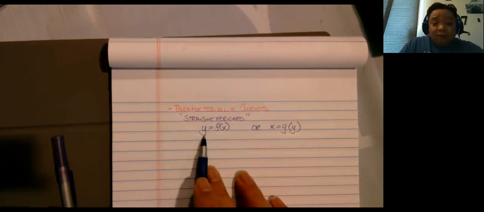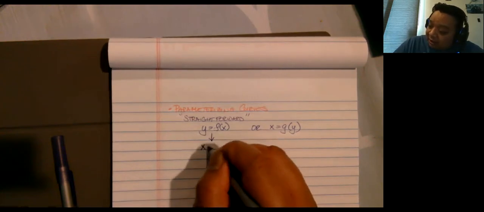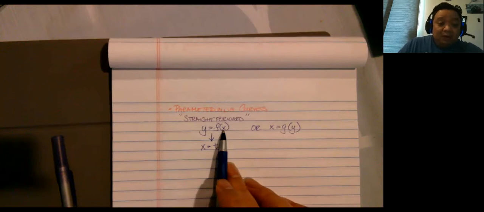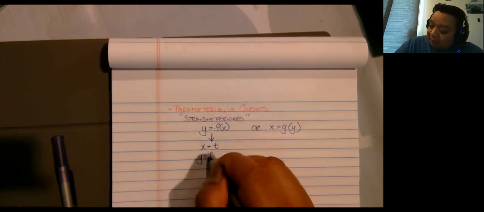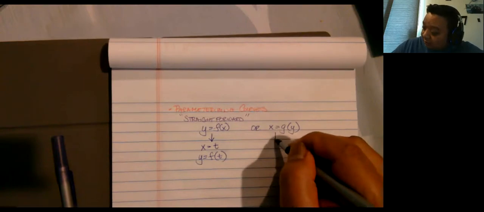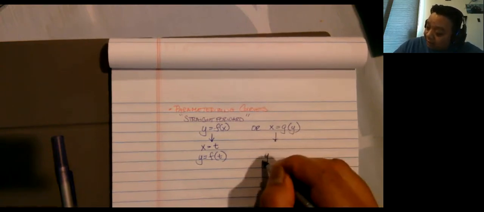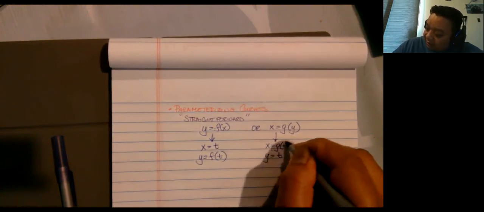So if you can solve for y, then this is your parameterization. You let x be t, so x would be your parameter, and then y would be f of t. Same thing on this one: here y is going to be your parameter. So y would be t, and then x would be g of t.